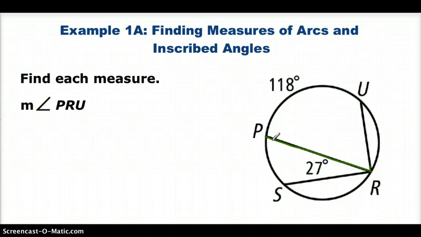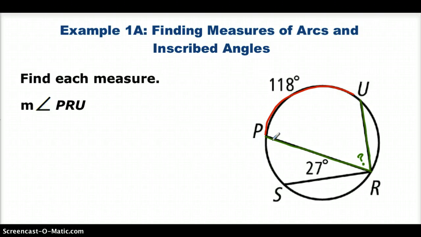So here is angle PRU. I'll just put maybe like a question mark here and say, okay, this is the angle that we want to know. Let's look at what we know about this picture and what might help us. So this is an inscribed angle. You can see the vertex here is on the circle, and the sides of the angle are chords on the circle. What we know here is we know this intercepted arc.